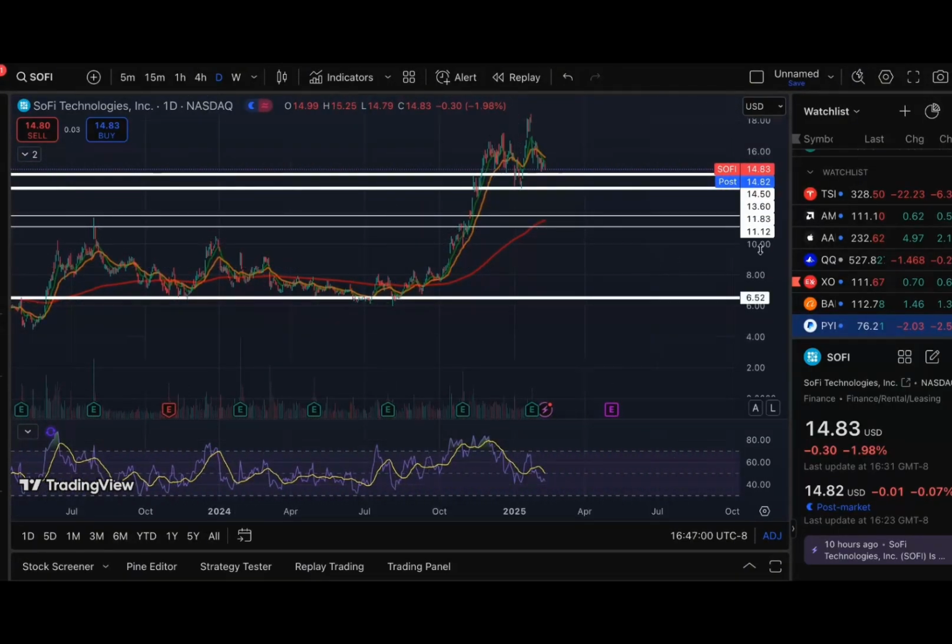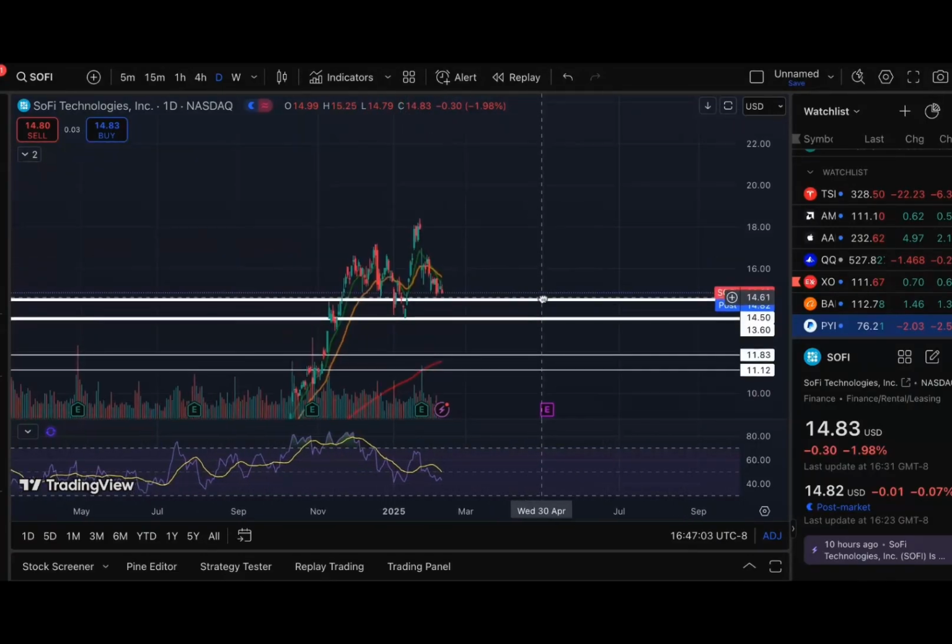Look where the big hedge funds are selling. The big hedge funds are selling at 18. Okay, now we know. Big hedge funds.